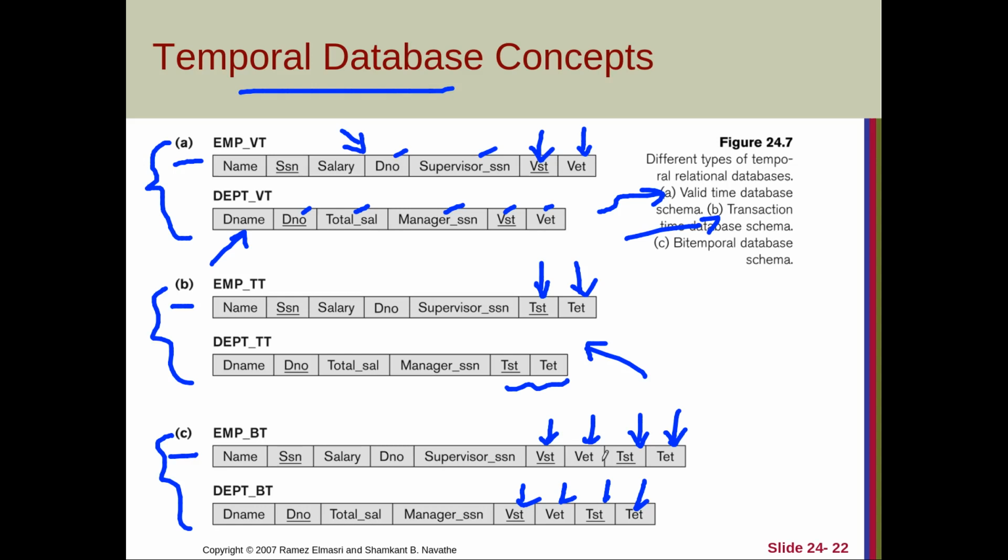One is the valid time temporal database schema, by adding valid start time and valid end time to the end of all the relations. Now in the case of the transaction time database schema, towards the end of every relation we will be adding transaction start time and transaction end time. Then for the bi-temporal database schema, with every relation towards the end we are adding 4 attributes: valid start time, valid end time, transaction start time and transaction end time.